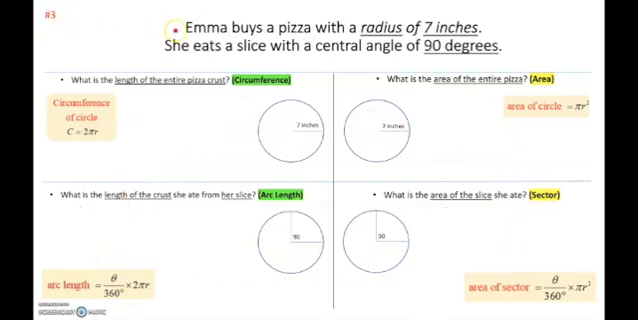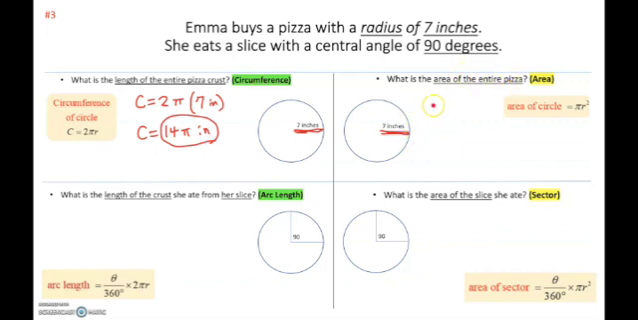And for our last example, we have Emma who buys a pizza with a radius of 7 inches. Notice how they didn't give us the diameter this time, they gave us the radius. And she eats a slice with a central angle of 90 degrees. So again, let's find the circumference. Circumference is equal to 2 times pi times the radius, which is already given for us, 7 inches. So our circumference is equal to 2 times 7 is 14 pi inches.